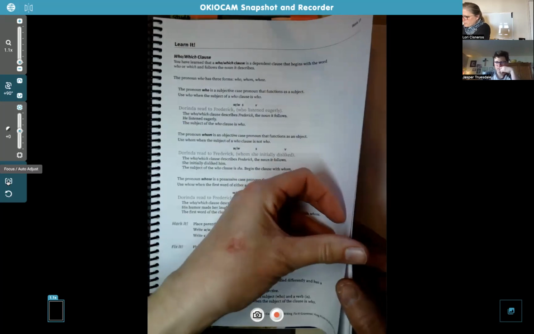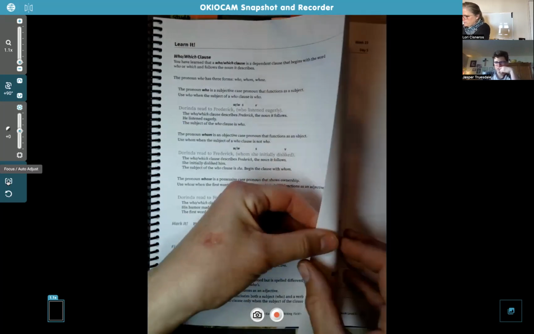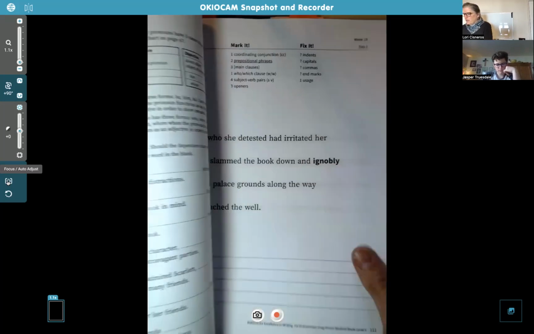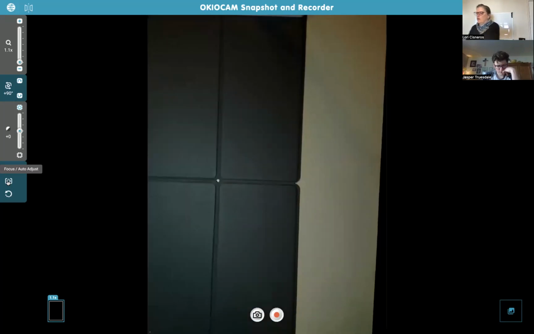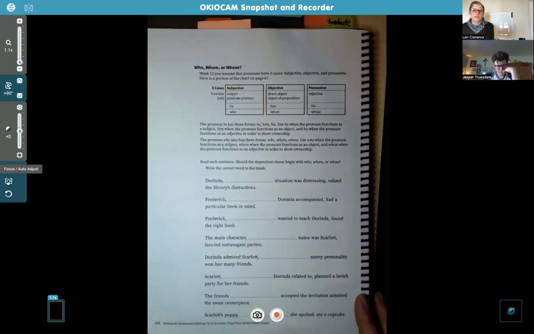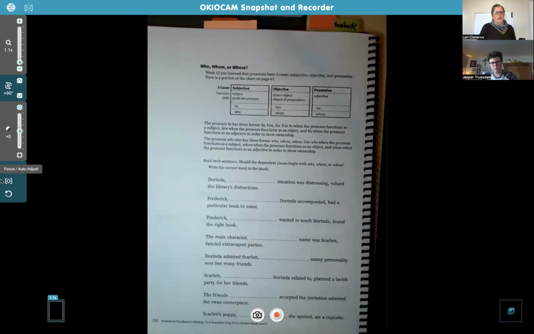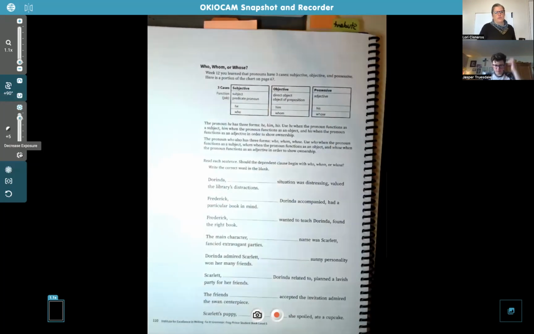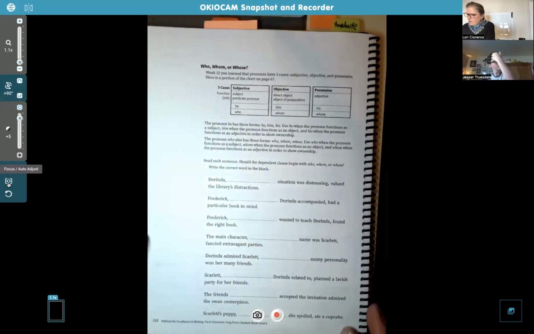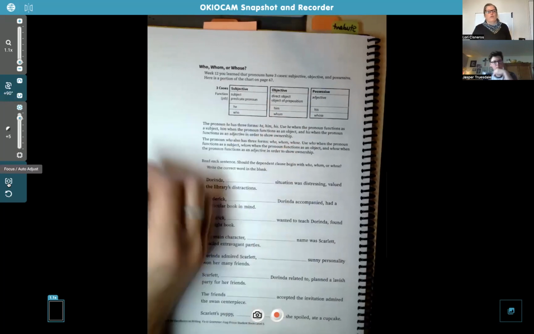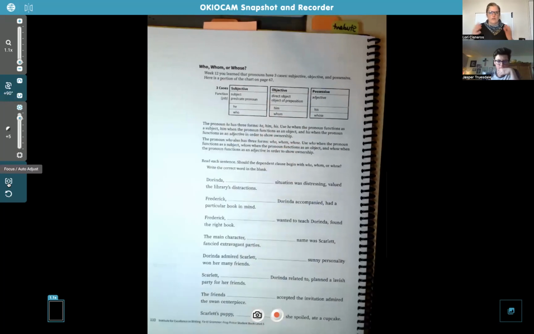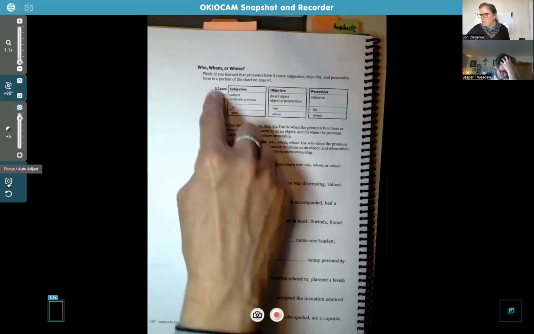Okay, so on the back of this page, on page 110, we're going to do some practice together. And I'm hoping that this page will kind of bring it all together for you. It's got a little chart on the top. This is back from week 12. We talked about pronouns. We had that big grid that talked about different pronouns. So this is just a section from that grid.